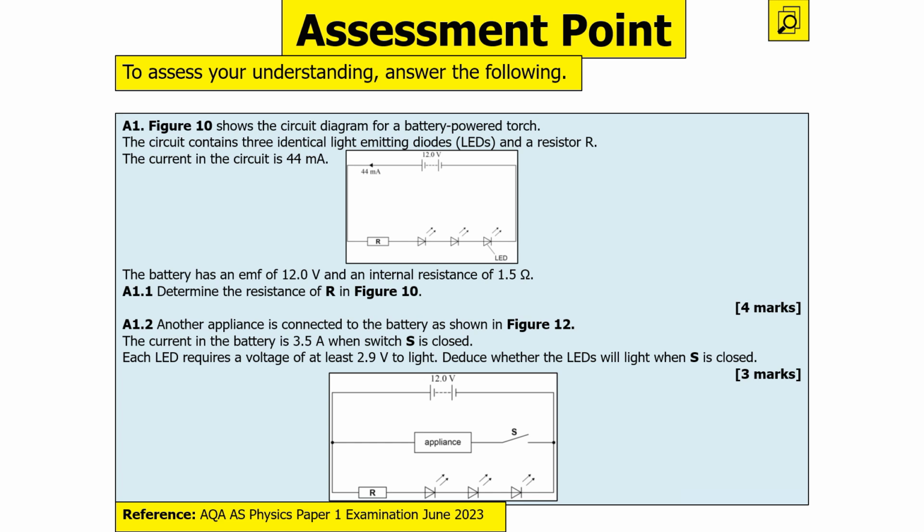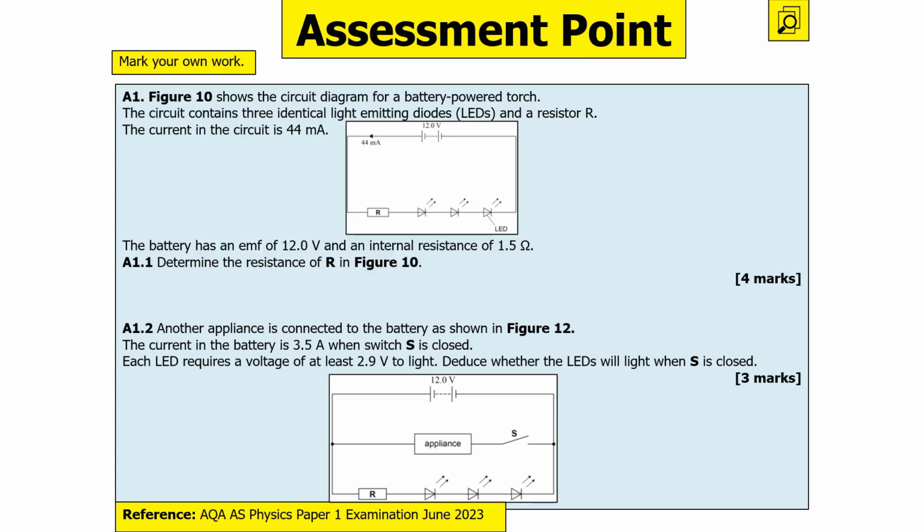Then another appliance is connected to a battery as shown in Figure 12. The current in the battery is 3.5 amps when the switch S is closed. Each LED requires a voltage of at least 2.9 volts to light. Deduce whether the LEDs will light when the switch is closed. So pause the video now, then unpause the video when you want to go through your answer.